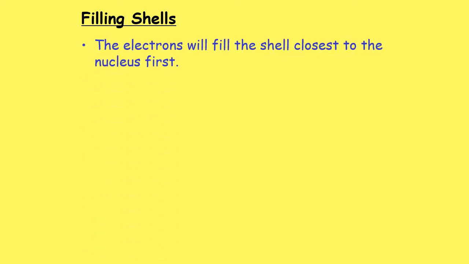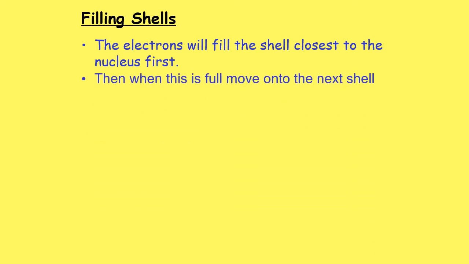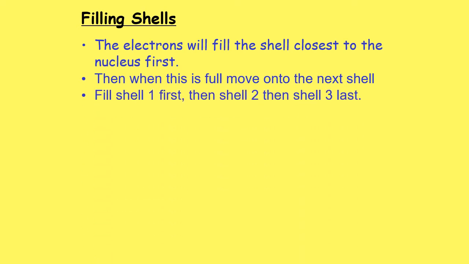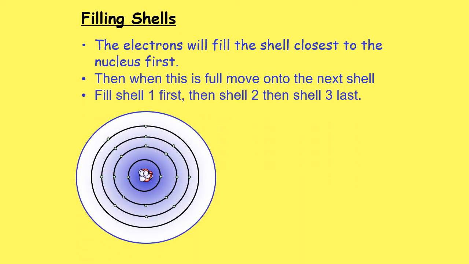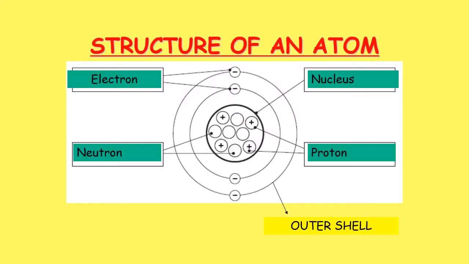Now, when it comes to filling shells, we always start from the nucleus and fill up the shells from the smallest one moving outwards. So the electrons fill the shell closest to the nucleus first, and when this is full, you move on to the next shell, and so on. So you can see we put 2 electrons in the first shell, then 8, and then we keep going. You fill the first shell first, the second shell second, the third shell third, etc.